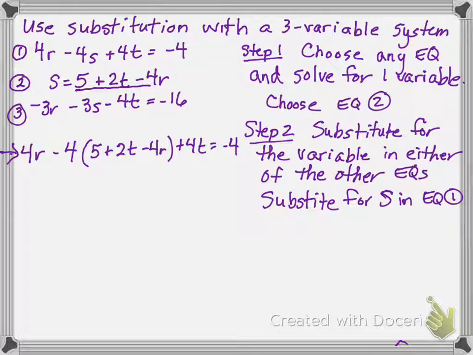Now we just do the algebra. We distribute the negative 4 and we combine all the like terms. The 4R is still here. Negative 4 times 5 is negative 20. Negative 4 times 2t is negative 8t. Negative 4 times negative 4r is plus 16r. Plus the 4t that was still there is equal to negative 4.